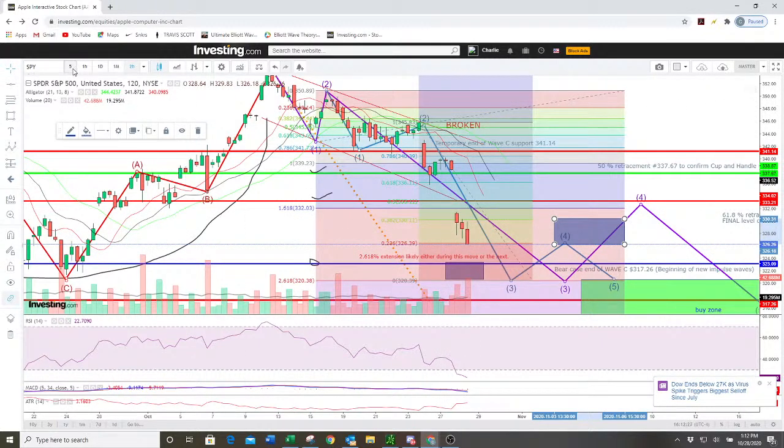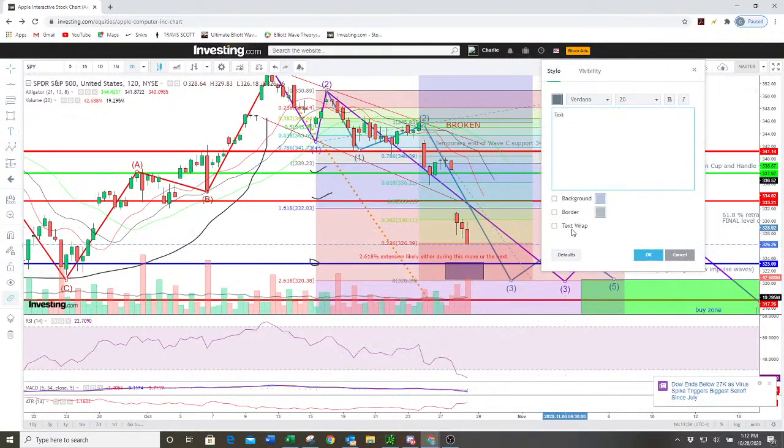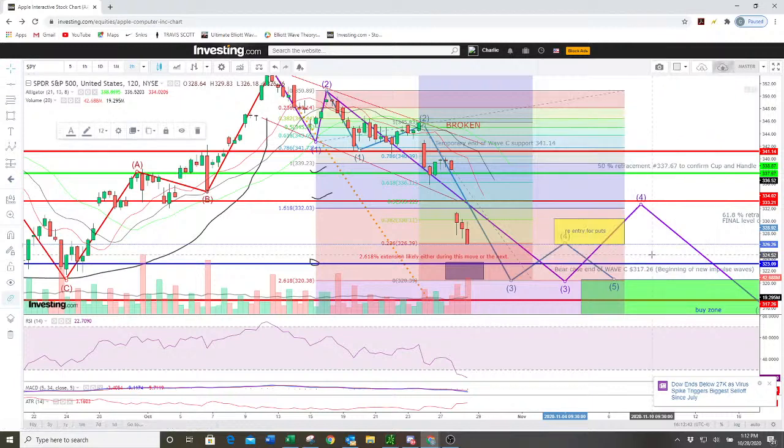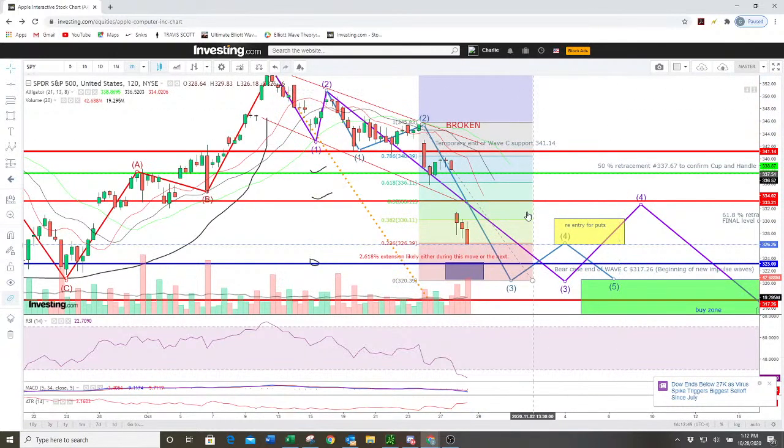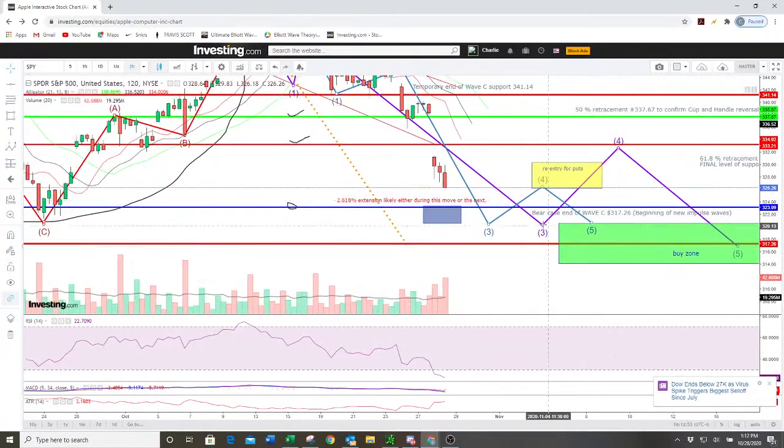So let's color that a yellow. And then we'll put a note in there. We'll put something like re-entry for puts. Okay? And we'll make it a little smaller so we can see it. Okay, so I'll leave that there, re-entry for puts. Alright, I know I have a lot going on here, so let me delete this. And I can delete this. Alright, so this is our forecast now for the end of the wave 4.